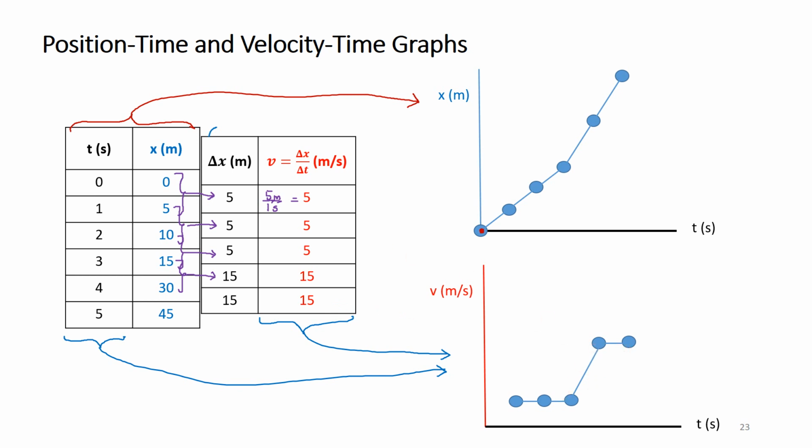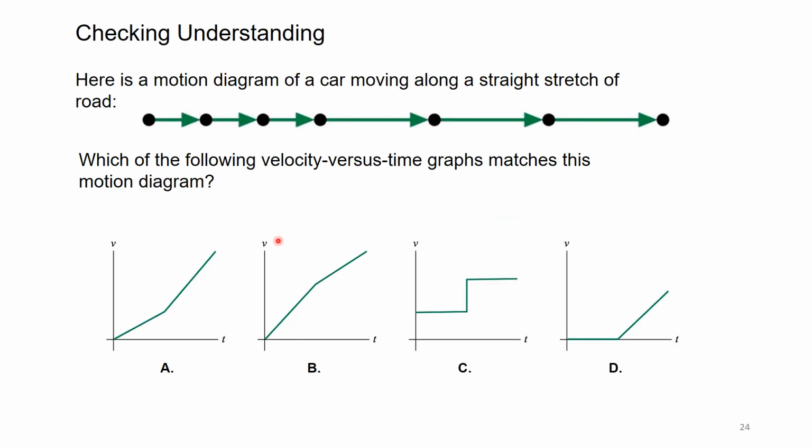So for the first 2 data points, you get a speed of 5 meters per second, as shown in the table, 4th column. And okay, so let's try this problem here. In this problem, we have a motion diagram of a car moving along a straight line. And let's look at the diagram here.